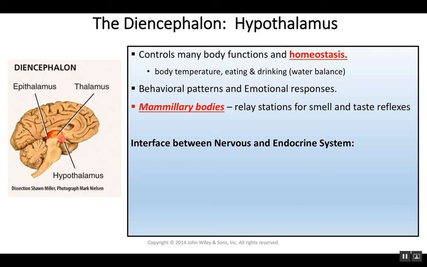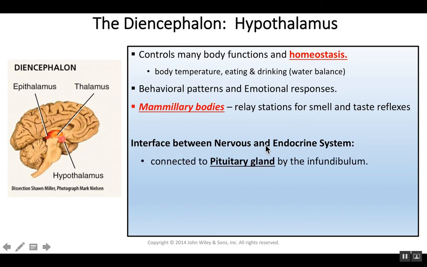So the hypothalamus is going to be revisited in many contexts in A&P2. When we get to hydration, when we get to eating, when we get to body temperature regulation, when we get to fever. So when you have a fever, that's determined by the hypothalamus. But also when we get into all these different hormones that control the body. It's physically connected to the pituitary gland by a structure called the infundibulum.